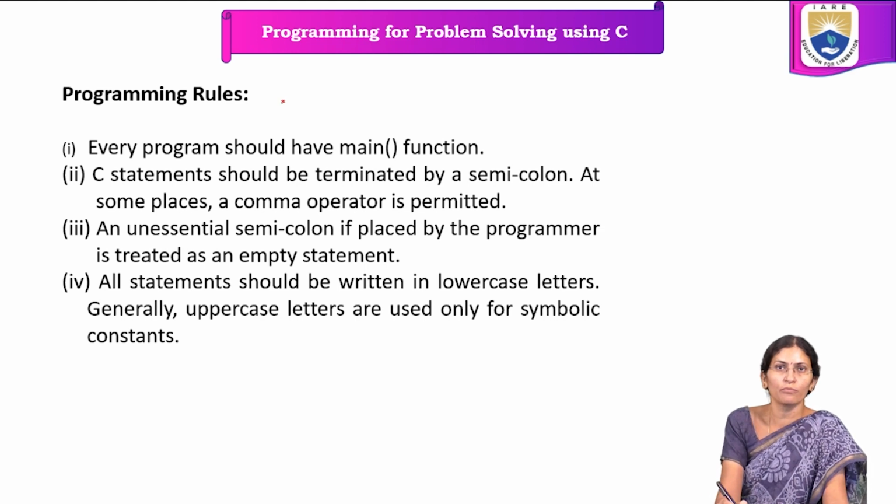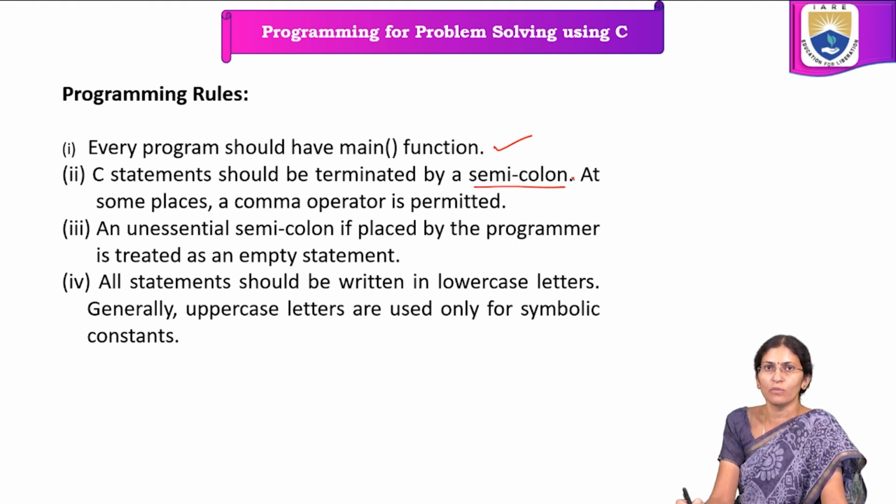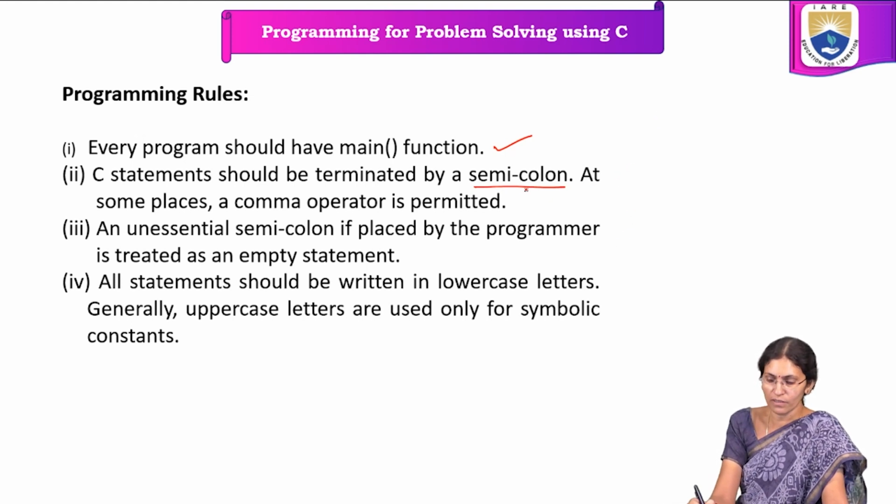There are some rules to be followed when you are writing a C program. Every C program should have a main function, which is what we have seen till now. In C, a statement should be terminated by a semicolon. Inside the int main function, all the statements we write must terminate with a semicolon. At some places, the comma operator is also permitted. An unessential semicolon, if placed by the programmer, is treated as an empty statement.